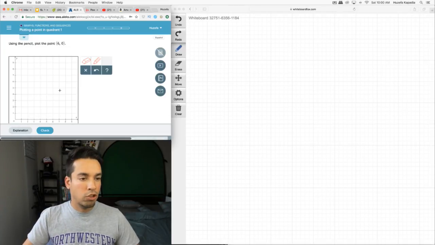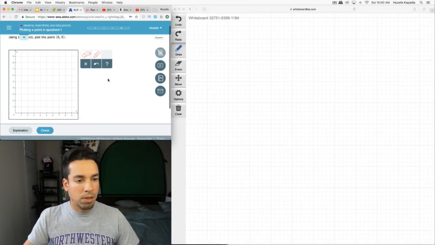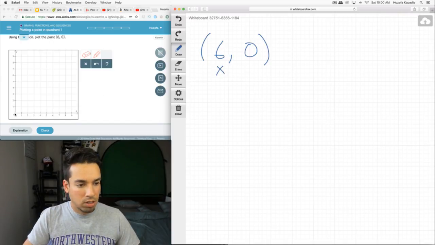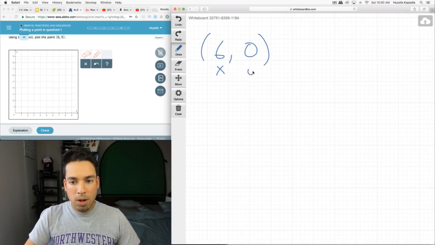Plotting a point in quadrant 1. So we're plotting the point 6, 0. Now the way you want to think about plotting is you look at this first term. That first term is the x coordinate, okay? And x matches up with this axis right here. This is my y coordinate, which matches up with this coordinate here.